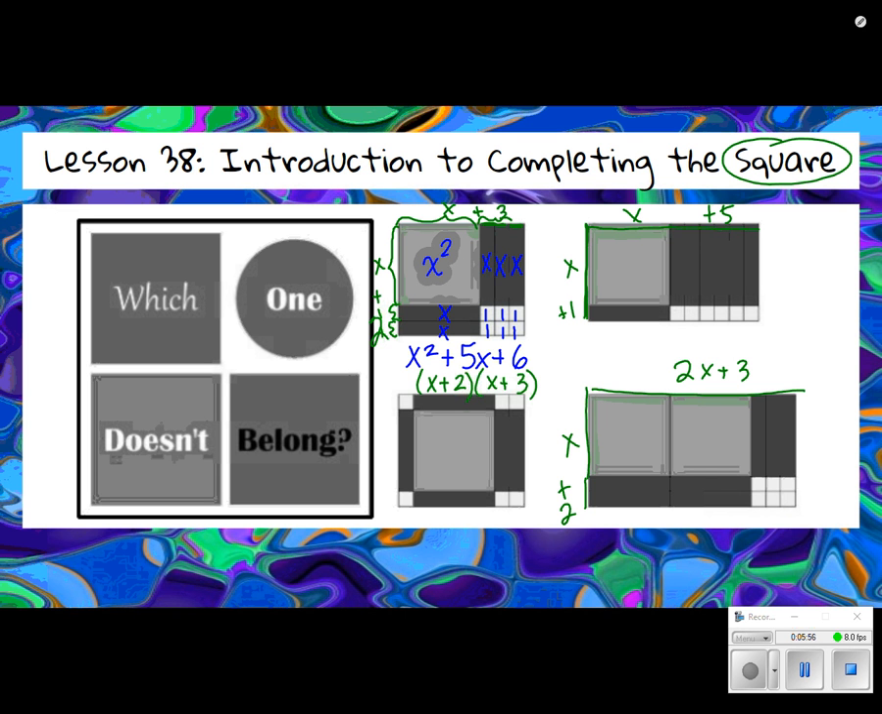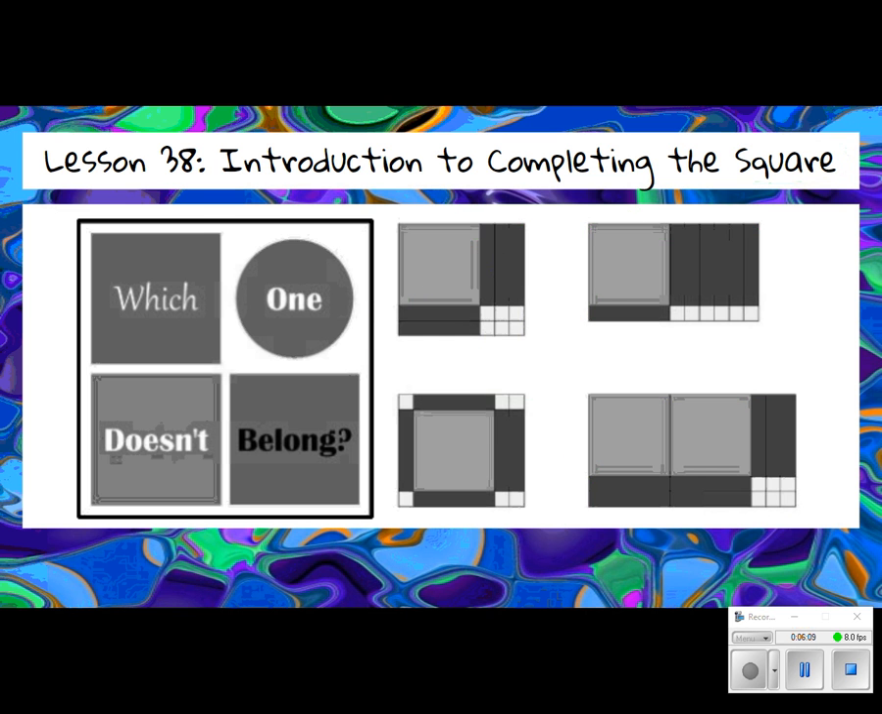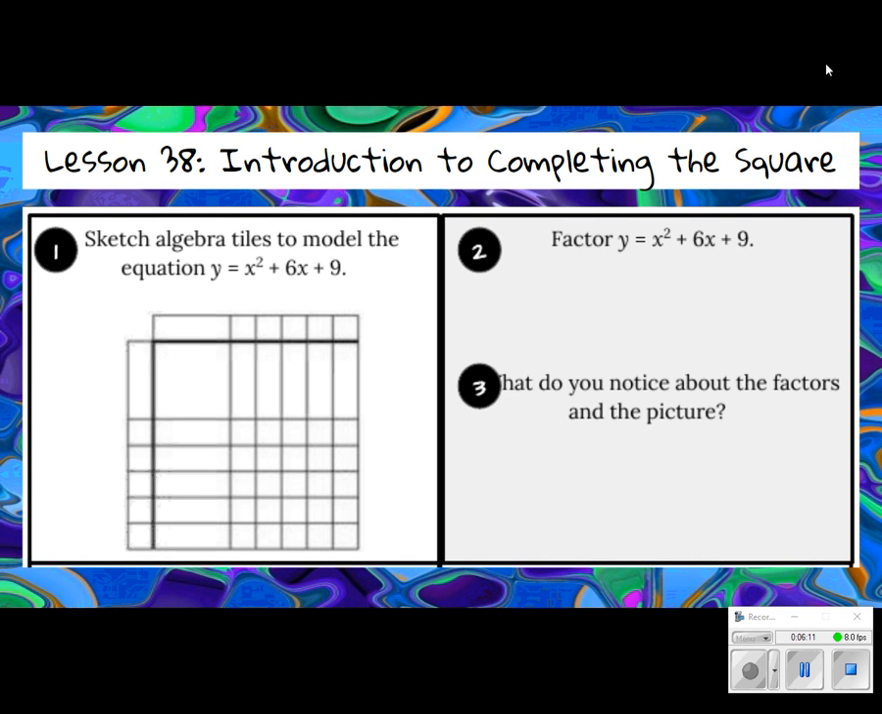Okay? Now, if you have highlighters or color pencils, probably not markers or Sharpies because it'll bleed through, but if you have something like that, color sometimes helps with this. I'm one of those people with color, so colors might be helpful. So what we're going to do is sketch the algebra tiles, sketch the area model.